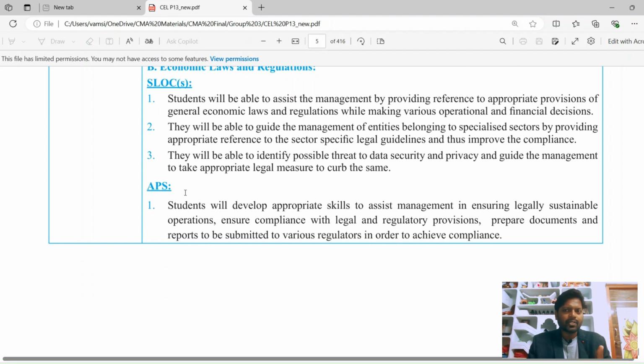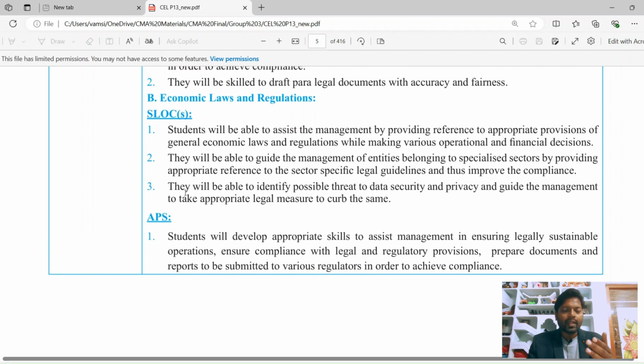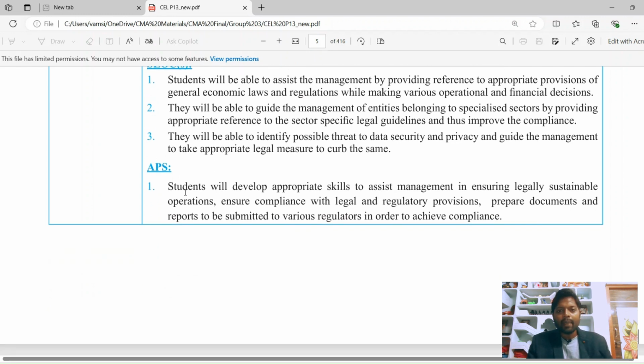When companies are making some operational or financial decisions, by taking reference from whatever you learned in economic laws and regulations, you will give direct suggestions to the companies for their survival. Number two, they will be able to guide the management of entities belonging to specialized sectors by providing appropriate reference to sector specific legal guidelines and thus improve compliance. And number three, they will be able to identify possible threats to data security and privacy and guide the management to make appropriate legal measures to curb the same. Students will gain the knowledge of how to protect the data of the company, how to use the data of the company, and how to gain data from outside the company environment for the growth of the company.